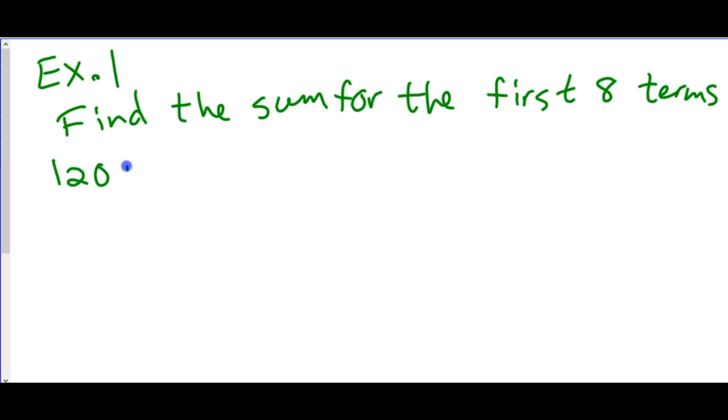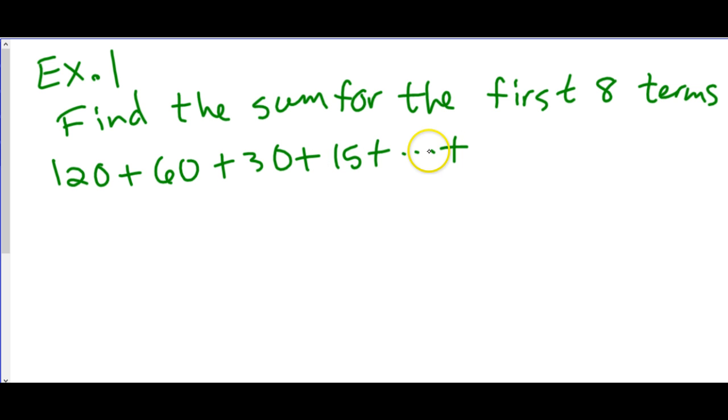And 120 plus 60 plus 30 plus 15, and then dot dot dot means keep going in that same pattern. A sub 8 would be that 8th term. So we could find all 8 terms and add them together. That is an option. But we can also use this formula.